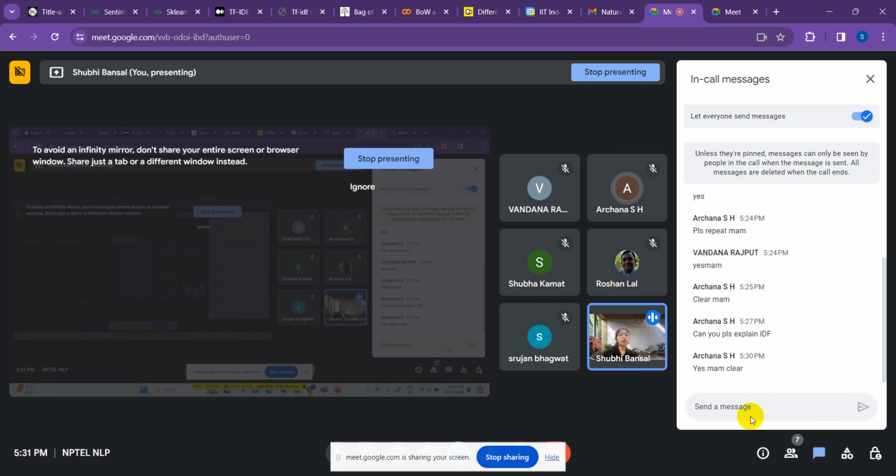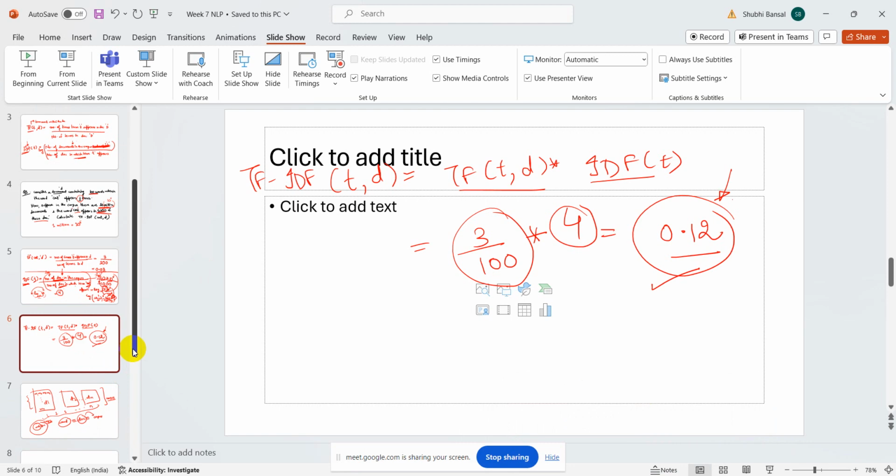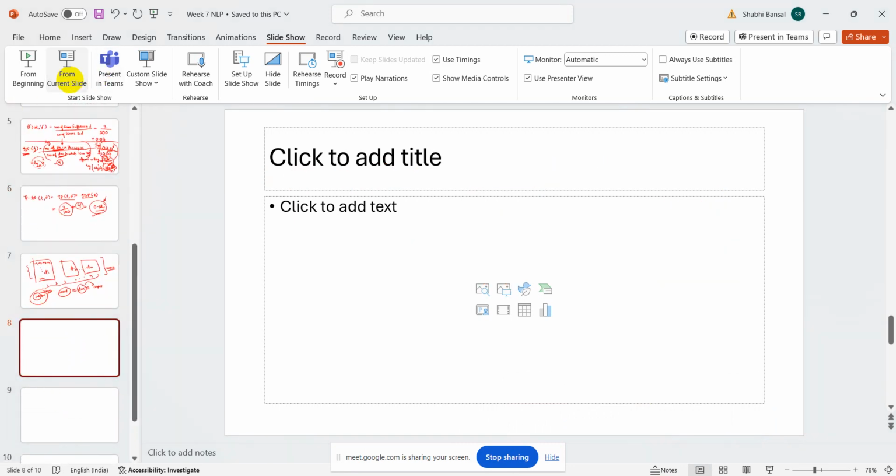Okay, now let us proceed to one more question. Please try to solve this, and then we will discuss. Just apply the same formula, but the question changes a bit. And after this, we'll move to a little more advanced numerical of TF-IDF.